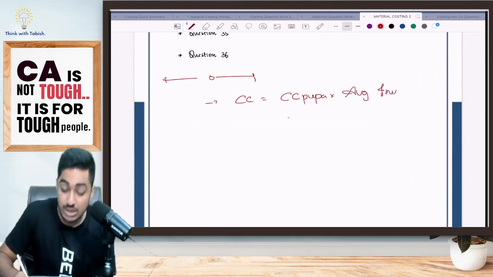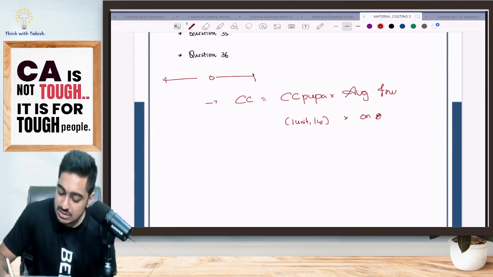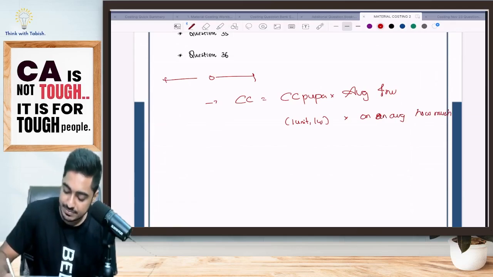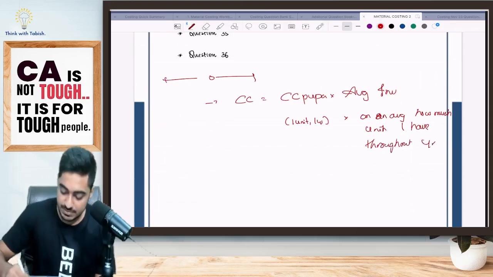What does it mean? To hold 1 unit for 1 year, how much am I incurring, multiplied by, on an average, how many units I am having throughout the year. Yes or no, everyone? Perfect.